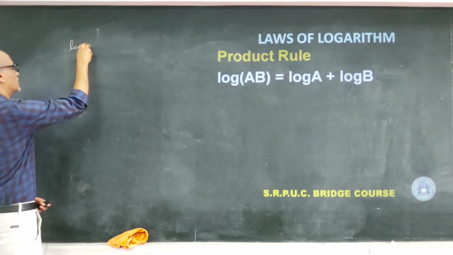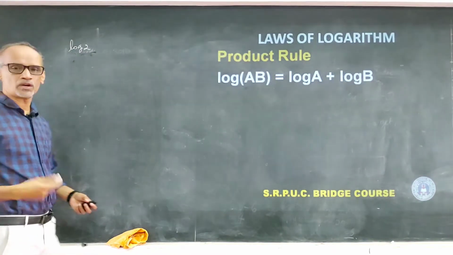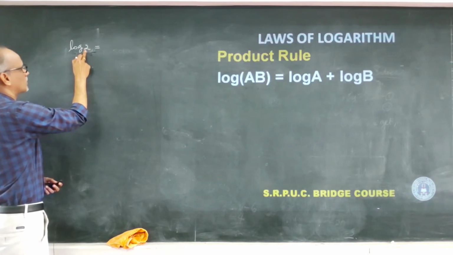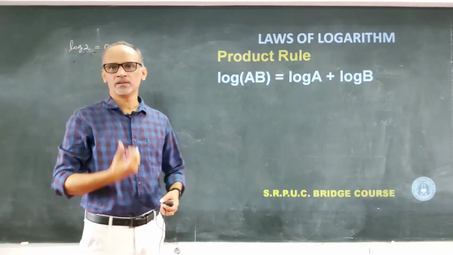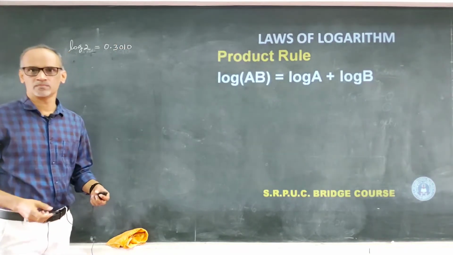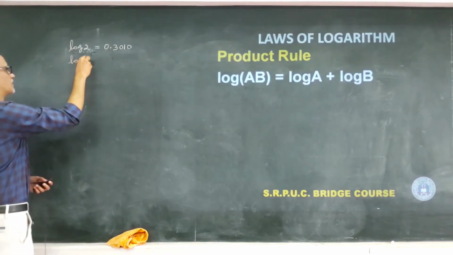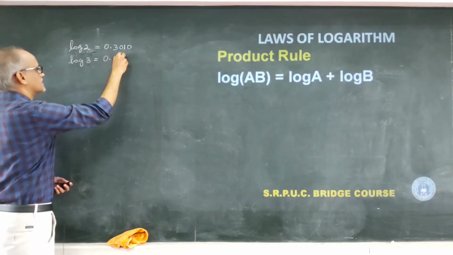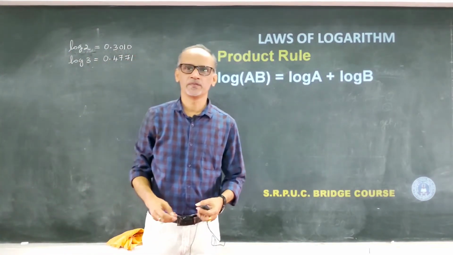If there is a number log 2, this log 2 we can find using the log table or Clark's table. So log 2, there is only one digit, so the characteristic is 0, and the mantissa we get from the Clark's table or the log table, which is 3010. Similarly, I will write one more number, log 3. The characteristic is again 0, and the mantissa we get from the log table. So log of 3 is 0.4771.